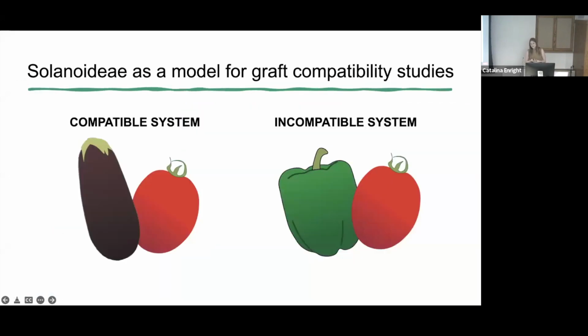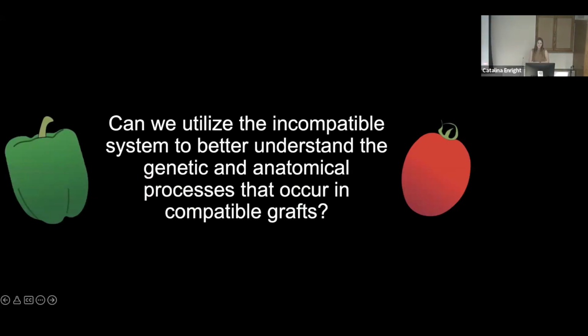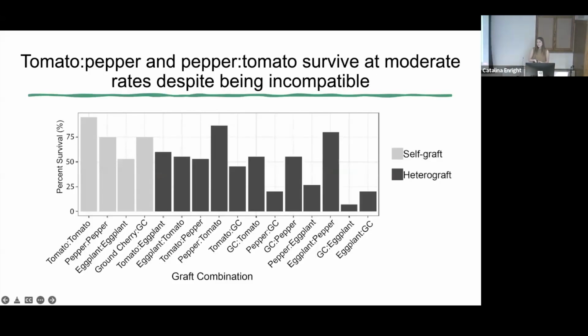And this is actually very exciting because it allows us to generate models to study incompatibility and compatibility. So as a compatible model system, we have eggplant and tomato, and as an incompatible model system, we have pepper and tomato. And so my research really asked, can I utilize this incompatible system to better understand the genetic and anatomical processes that occur in compatible systems? So I'm going to use this system for the rest of my talk to address different questions.